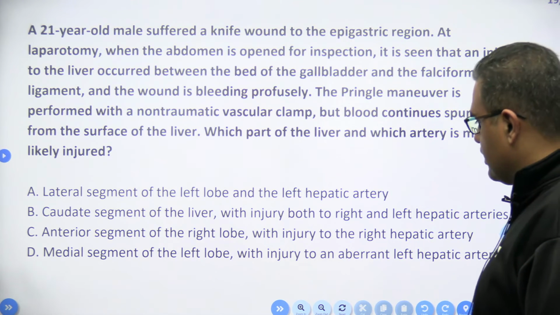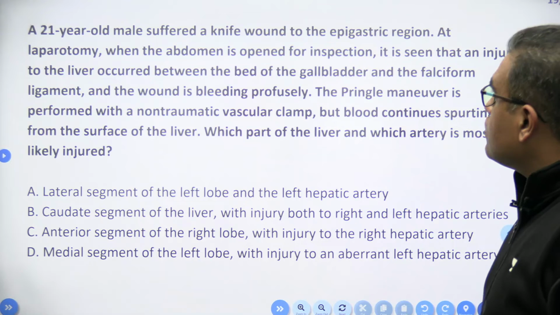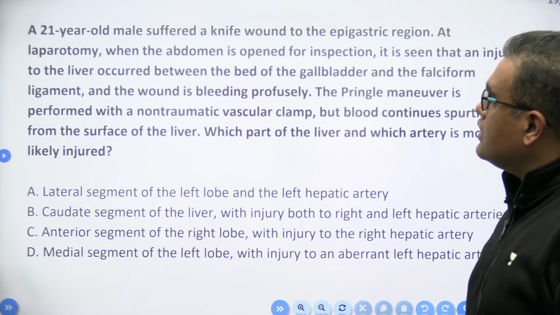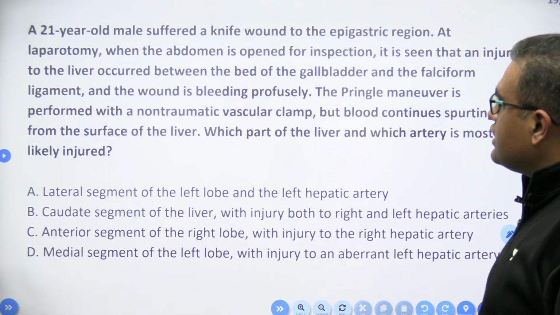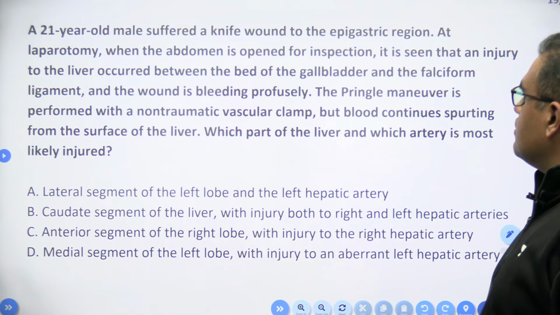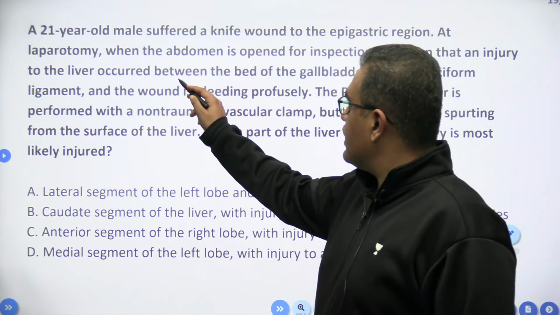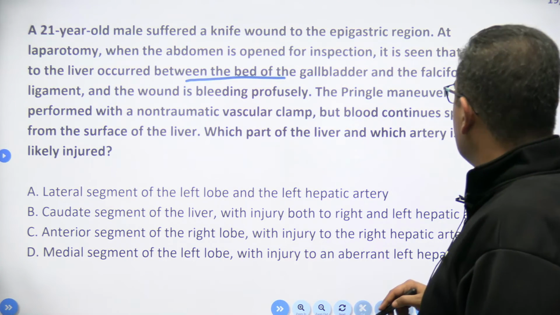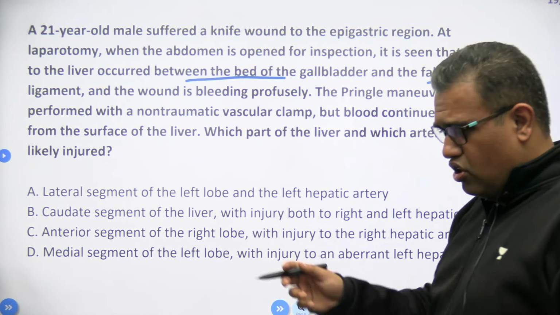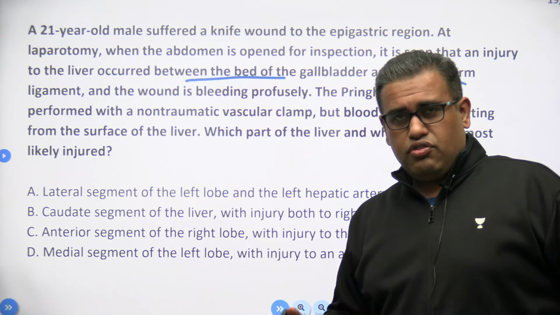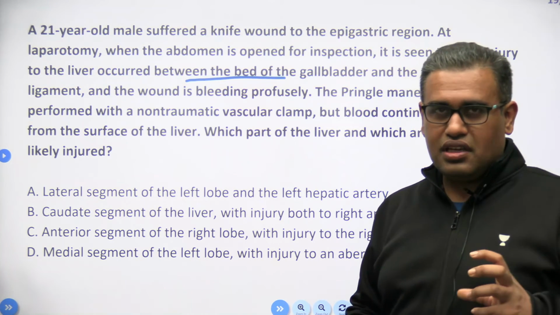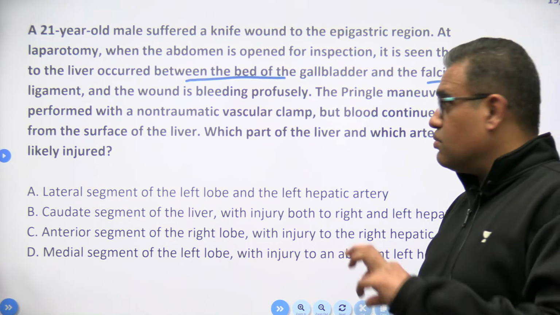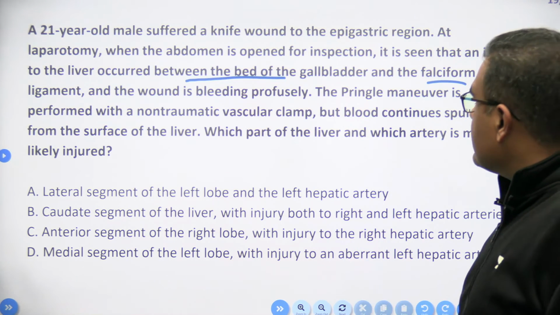One slightly long question. A 21-year-old suffered a knife wound to the epigastric region. At laparoscopy, when the abdomen was opened, it is seen that an injury to the liver occurred, between the bed of the gallbladder and the falciform ligament. If you are aware of the liver segments, you should by now understand where the injury actually is. And the wound is bleeding.